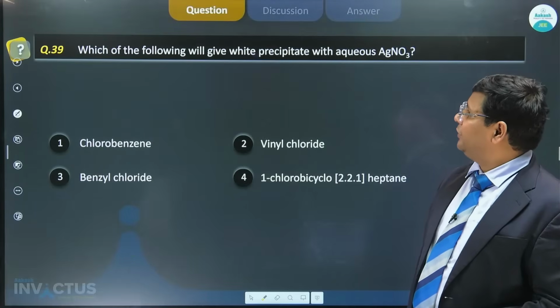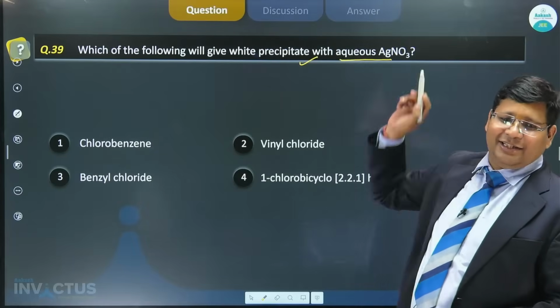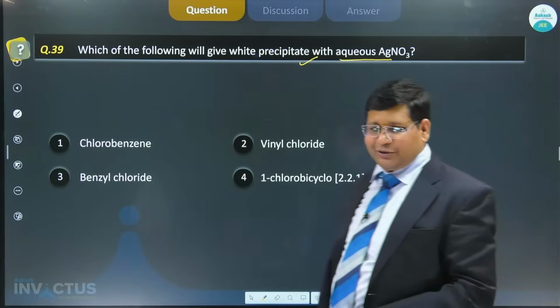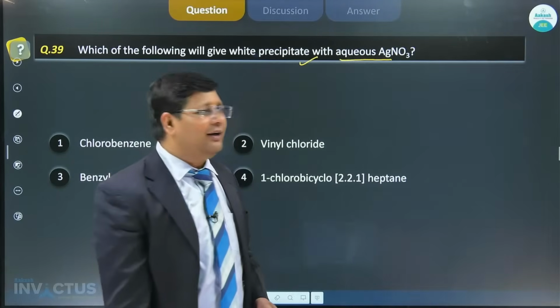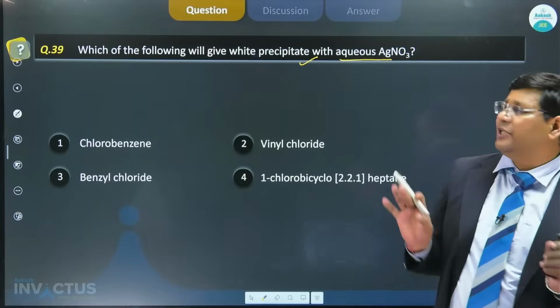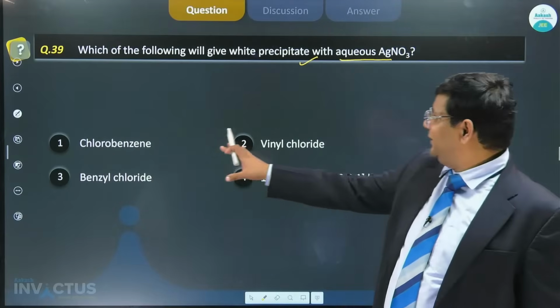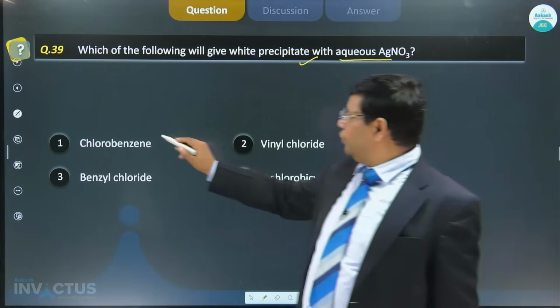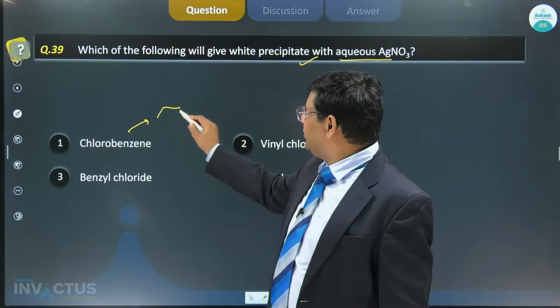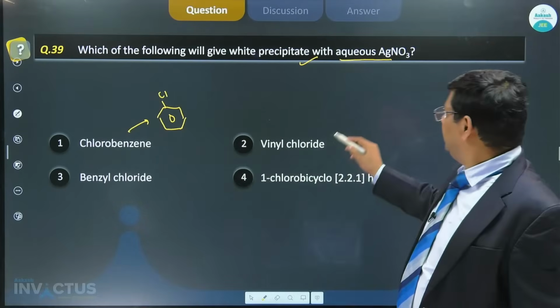Next question. Which of the following gives a white precipitate with aqueous AgNO3? So which will give a white precipitate with aqueous AgNO3? White precipitate means you will get AgCl wherever there is AgNO3. So where will AgCl form with AgNO3? Wherever you can carry out the reaction. So chlorobenzene, in chlorobenzene there is no chance of carbocation formation.